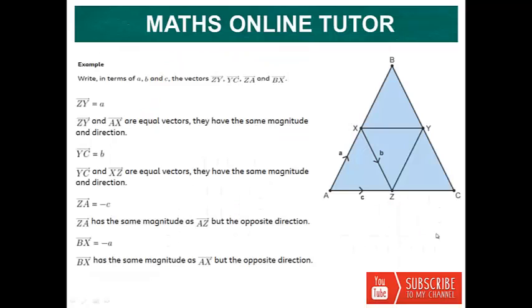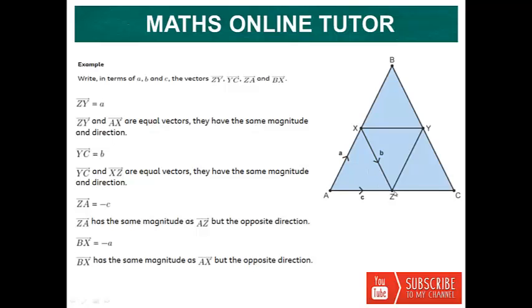Okay, let's now try an example question to improve our understanding. In this question, write in terms of A, B, C the vectors ZY, YZ, ZA and BX. What are A, B, C? A is the magnitude of AX vector. Magnitude means the size. So AX vector is equal to A. AZ vector is equal to C.